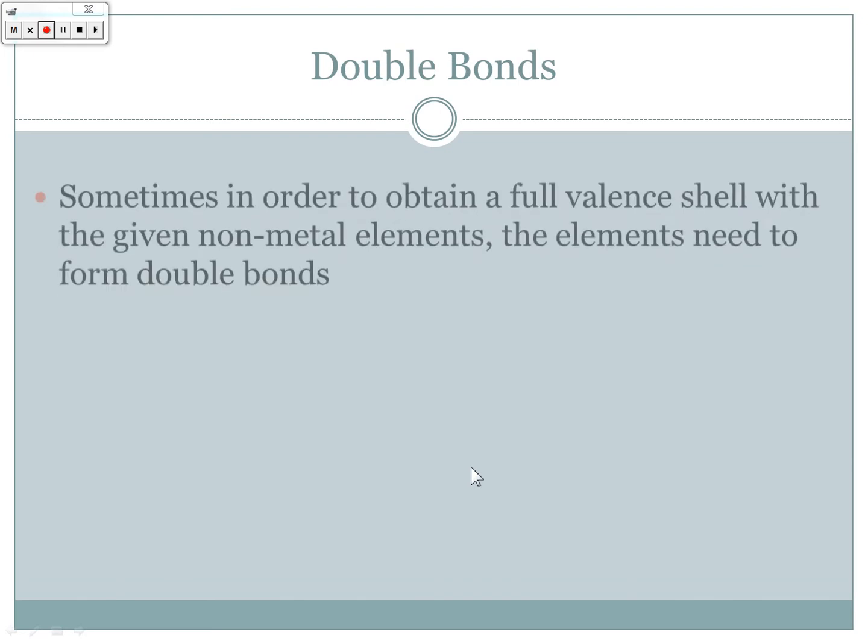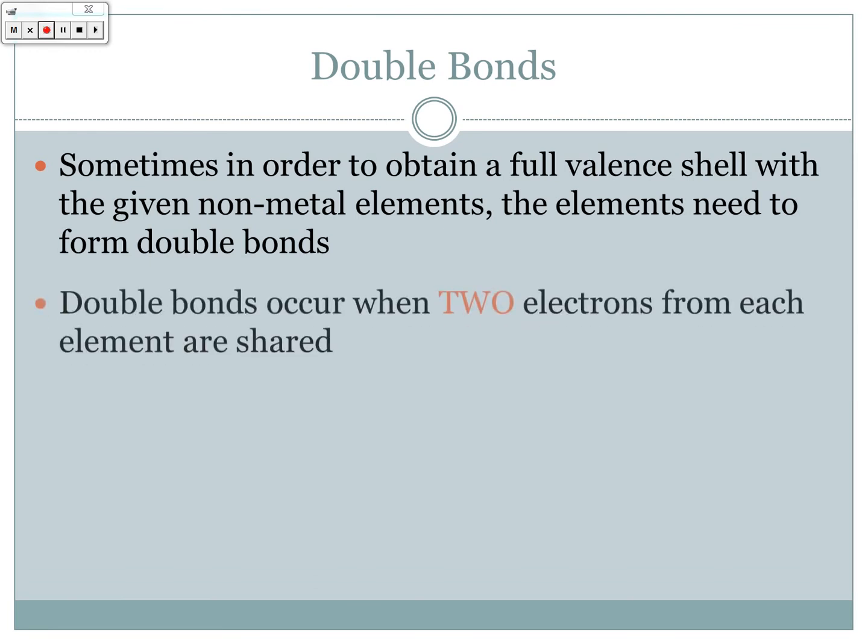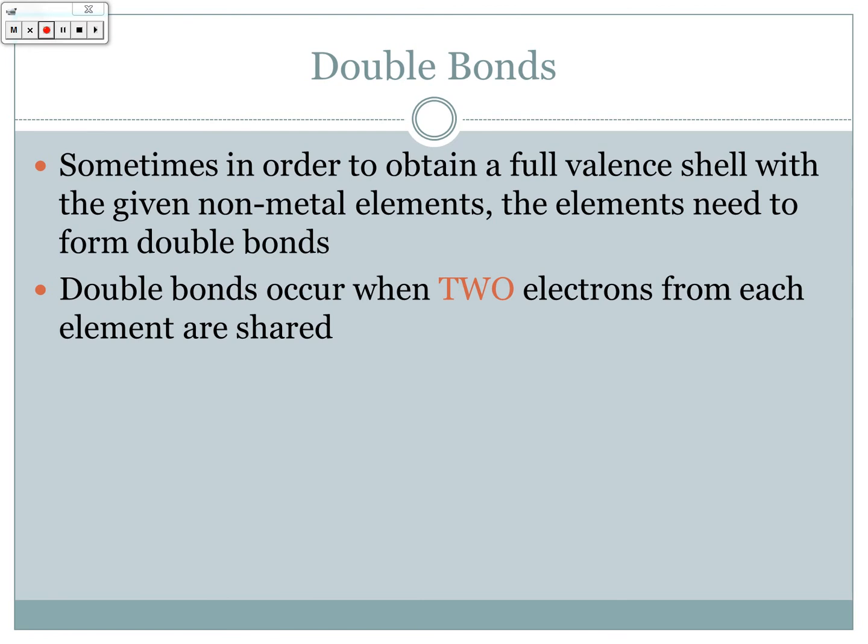So what about double bonds then? Sometimes in order to obtain a full valence shell with the given nonmetal elements, the elements need to form double bonds. This happens when two electrons from each element are shared in bonds. So for example, if we have carbon and oxygen, oxygen atoms have 6 valence electrons, so they need to gain 2 more electrons in order to gain their full octet. Carbon, on the other hand, only has 4 electrons, and so it needs to gain another 4 electrons in order to gain its full octet.